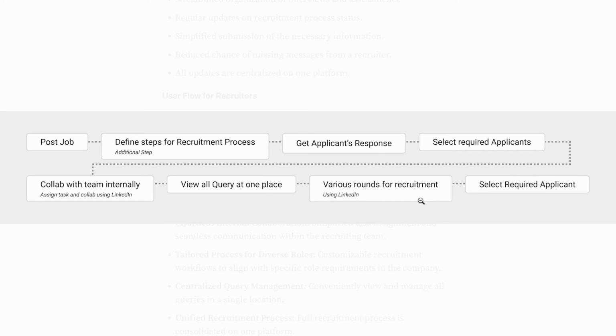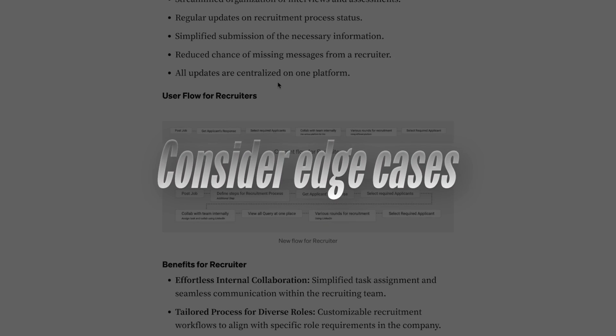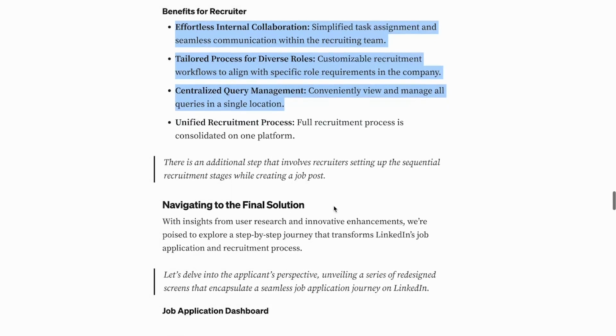And then various rounds for recruitment, and then select required applicant. Again, here, where are the edge cases? What if the applicant has already accepted an offer and says, I don't want to continue with you anymore? Where is that flow? When you're creating a user flow, you have to talk about edge cases. So this again is completely wrong. Again, benefits for recruiter, I'm not going to read it.